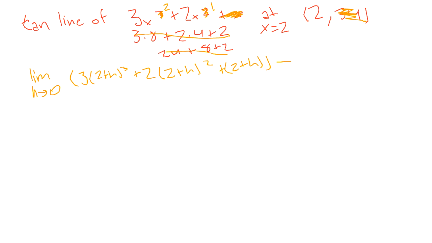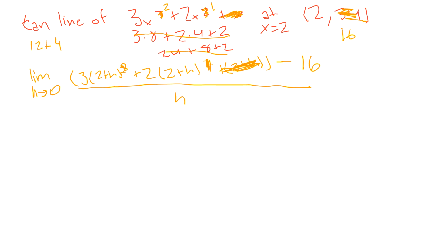This would change our initial y value, so we're going to end up getting 3 times 2 squared is going to be 12. And then we're going to get 12, and then 2 times 2 is going to be 4, 16. All right, so now that this is going to be a lot less nasty, we're going to just say this is going to be minus 16, all over h.